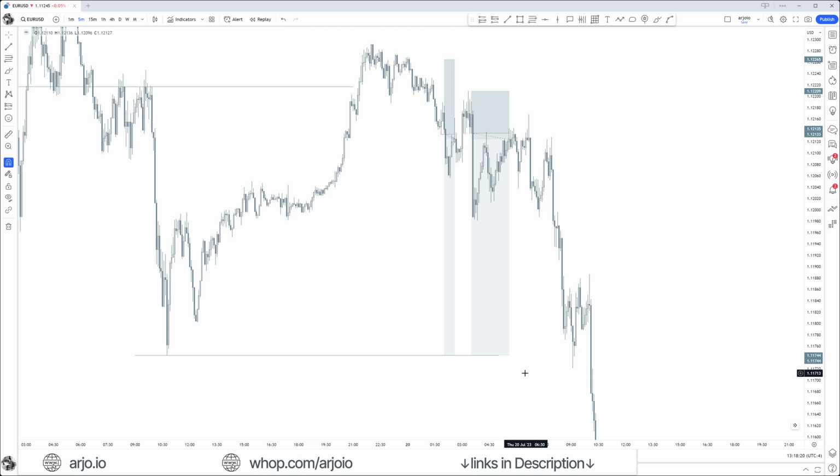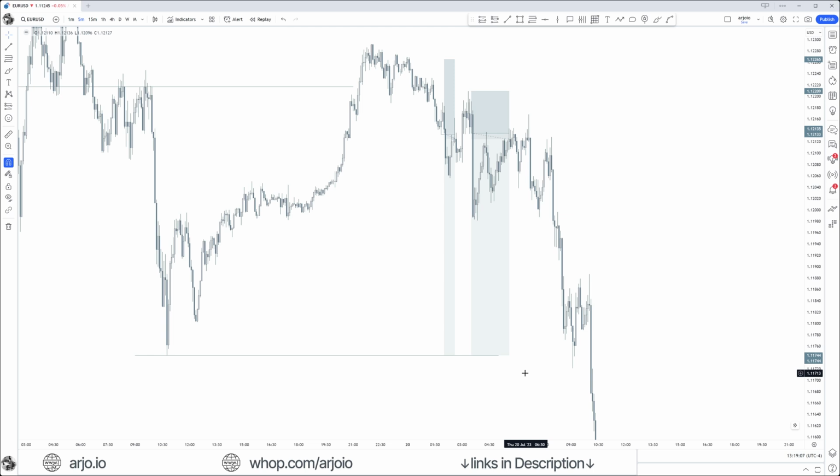You might think, this is too simple. This is too easy. Can it be this simple? Yes, it can. This is all you need. This is your AMD, your Power 3, your Midnight Open, your New Week Opening Gap, your Enigma. Everything that you need is involved in just this simple trading plan. The only thing is, you are not paying attention to it and you don't need to.